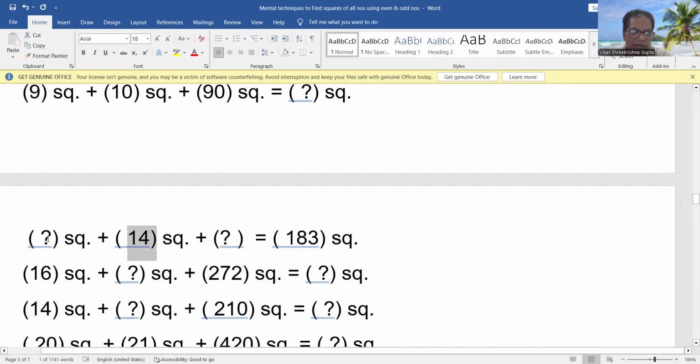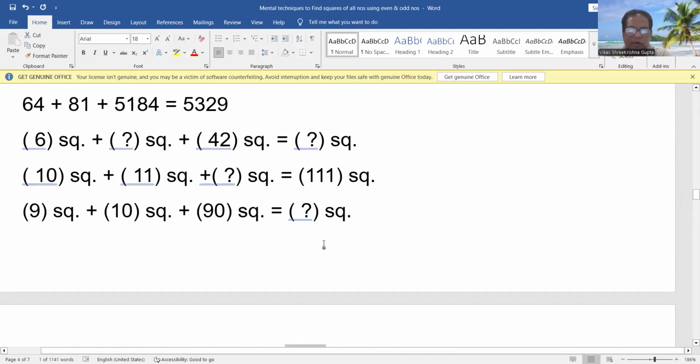In the same way, this number is 14. What will come here? 13. 1 less than 14. Then 13 into 14. You are given only 182. It means it's 1 less than this, 182 square. So 13 square plus 14 square plus 182 square is equal to 183 square. In this way, you can solve any equation. If I give you any such equation, you can easily write the answers of all these questions.